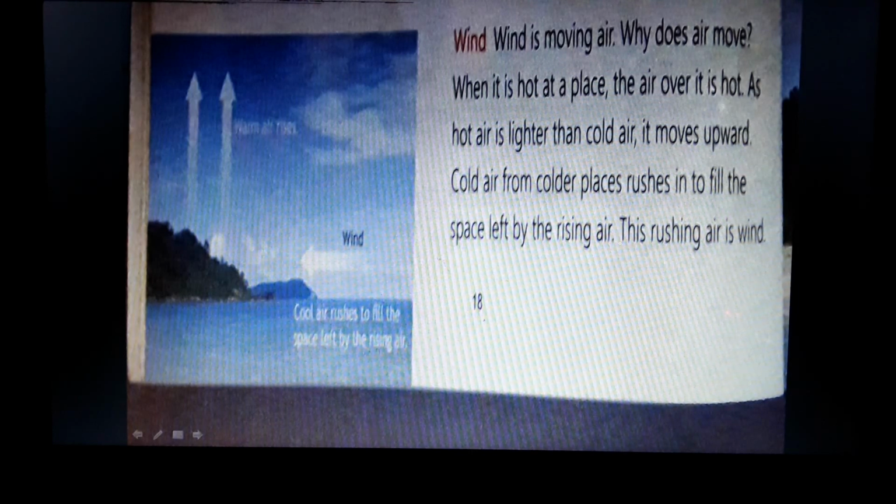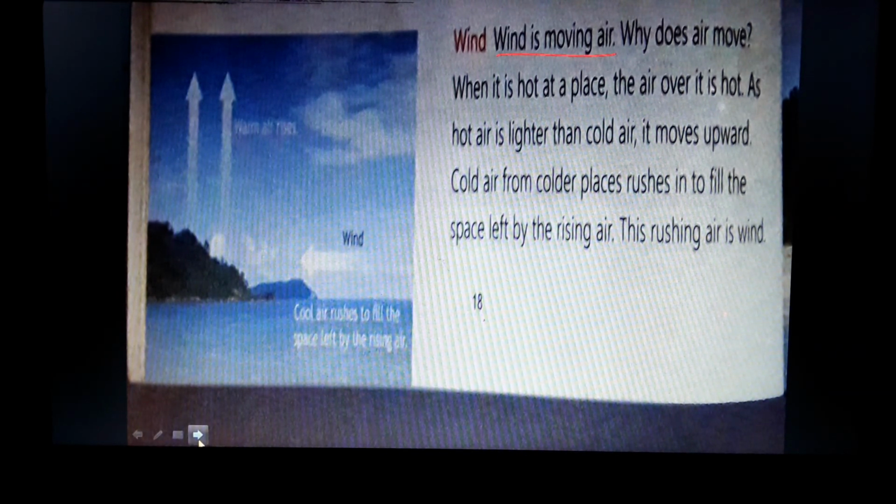So, this part deals with how wind moves. So, what is wind? Wind is moving air. So if you are asked what is wind, you would say wind is moving air. And how does wind move? Let's see. I have a diagram here for you.